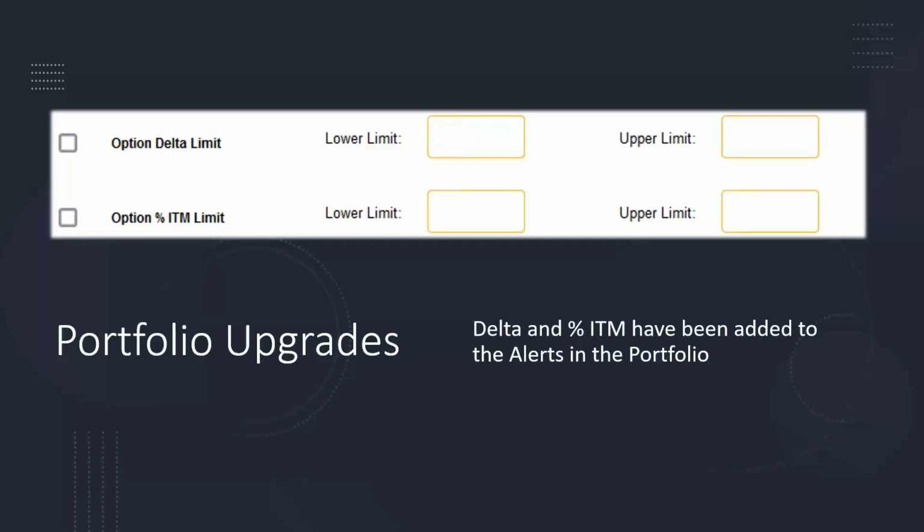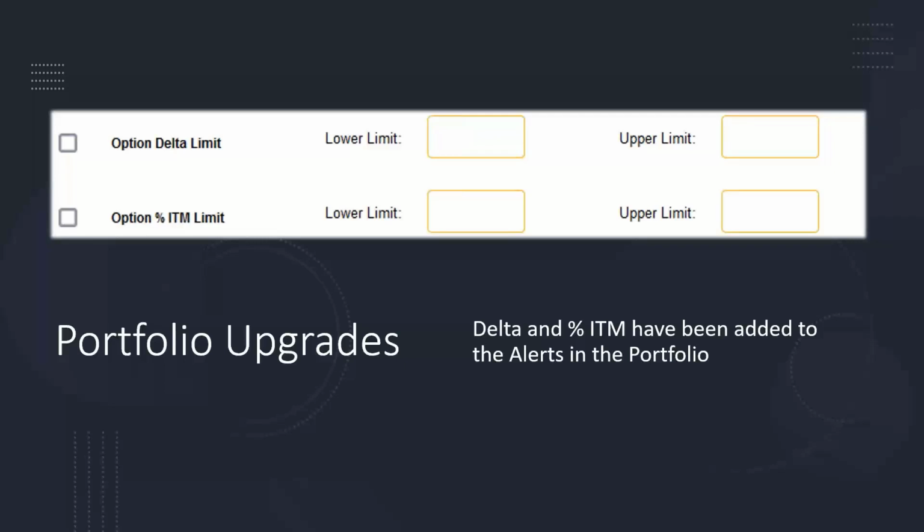Portfolio upgrades. We had mentioned a couple months ago that I was going to start working with the programmers once they had some time to get some new alerts set in the portfolio for the different positions, strategies, and so forth. So delta is now available as a portfolio alert. Probability is not there yet, but you can use the delta. It's very similar. So if you originally do a spread and you set a delta at 0.2 and you want to be notified if the delta hits 0.3 or 0.4, you can now do that as well.